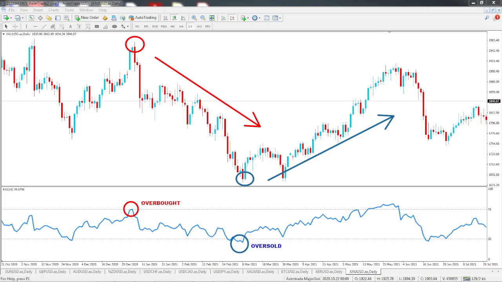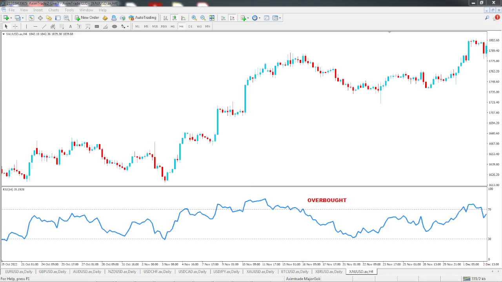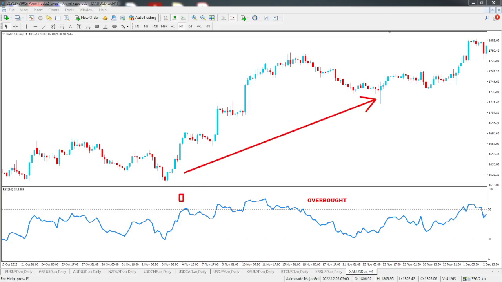This method can be used only when the market is in sideways but not during trending. Just because the market has rallied too much and is overbought, it doesn't mean that the market must drop. And when the market has fallen too much and is oversold, it doesn't mean that the market must rise. Let's look at this example. Market continuing to rally despite the RSI indicator indicating that the market is overbought.